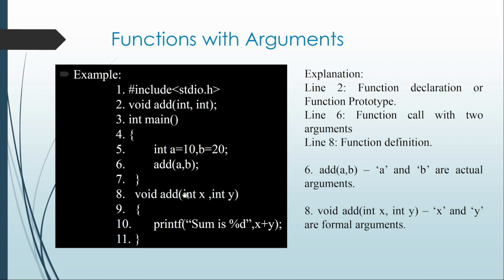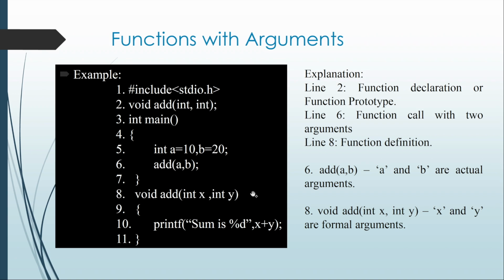And then in the function definition, we have two other variables, that is x and y. X and y are called as formal arguments. What do you mean by formal arguments? This a and b, the actual values, are copied to these formal arguments. Here a I am passing as 10, so 10 will be copied to x. Here I am passing b as 20, so 20 will be copied to y. So the formal arguments will take a copy of actual arguments, that is called as actual and formal arguments.